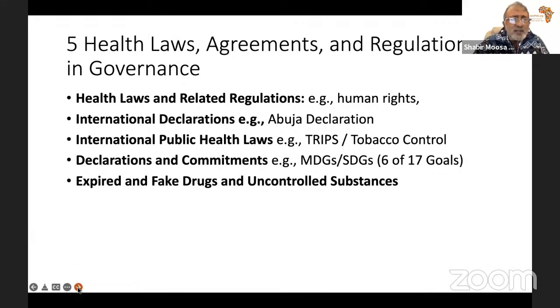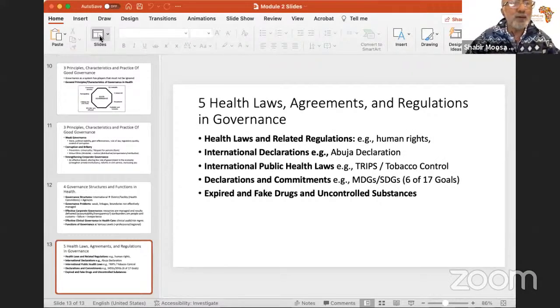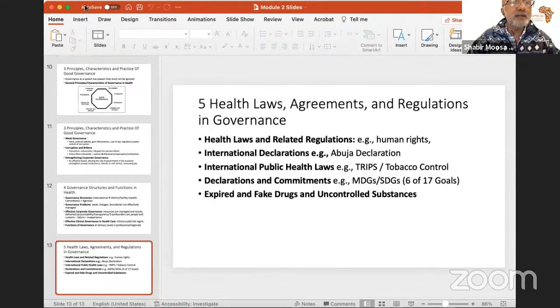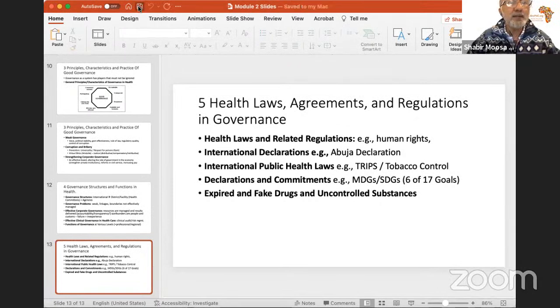And then, of course, there's expired and fake drugs, which the unit brings in, which I thought not very important. So there we have it. That's the overview, very quickly, of the different elements or units within the module.